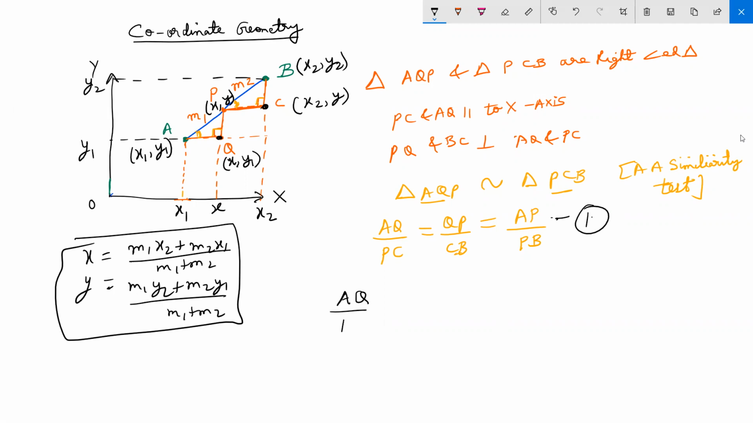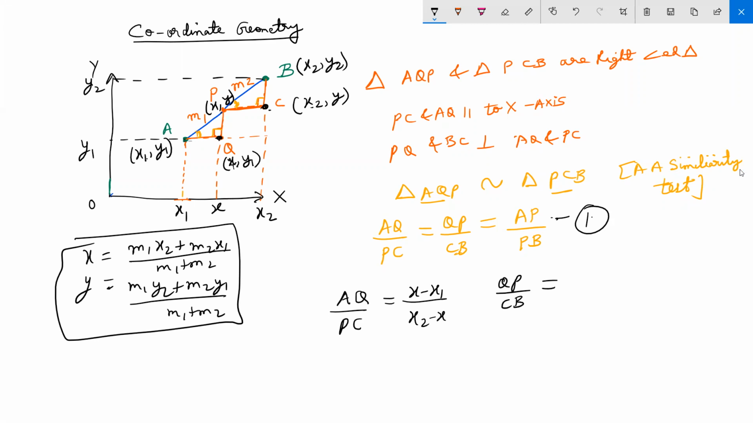AQ and PC. Here you can see that AQ is nothing but a horizontal length which is parallel to the x axis. So AQ will be x minus x1, whereas PC will be x2 minus x. Is it clear?